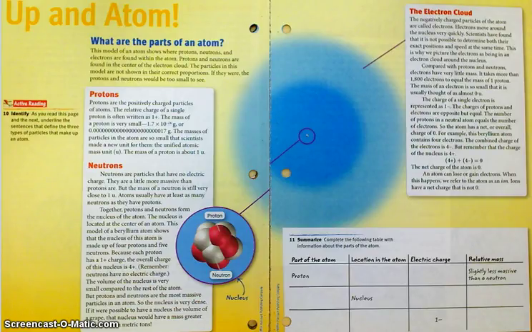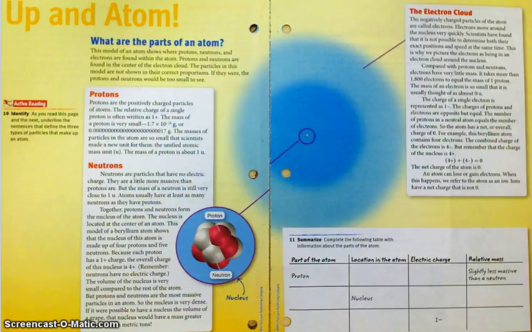Okay? The model that they showed you on this page is a model of beryllium. This model of a beryllium atom shows that the nucleus of this atom is made up of 4 protons and 5 neutrons. Because each proton has a +1 charge, the overall charge of the nucleus is +4. So +4 because you have 4 protons.